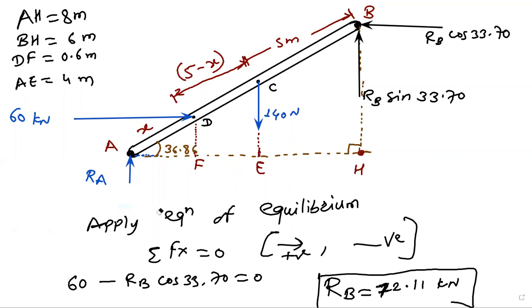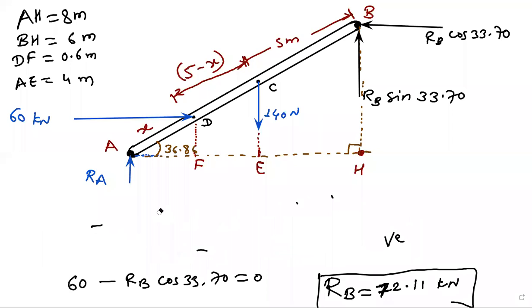Now next, apply summation of Fy is equal to 0. Upward positive, downward negative.